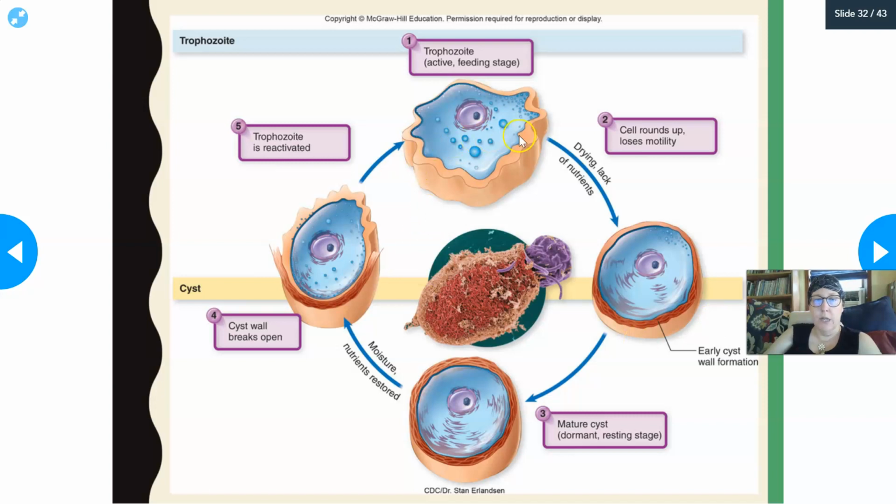Here is another illustration of that. You have the trophozoite, which is the active feeding stage. You have drying or lack of nutrients. The cell rounds up, loses its motility, can't move around, and starts making a cyst wall. It becomes a completely mature cyst in its dormant resting stage and can stay like that for a very long time. Then when the cyst lands in an area where moisture and nutrients are restored, the cyst walls break open and the trophozoite stage is reactivated and can feed, duplicate, and spread.